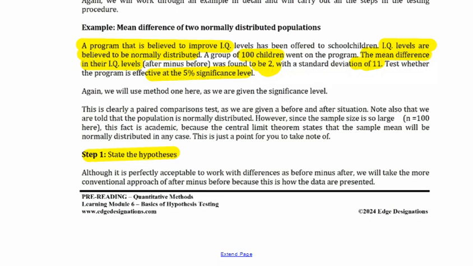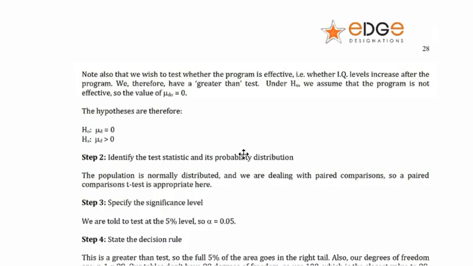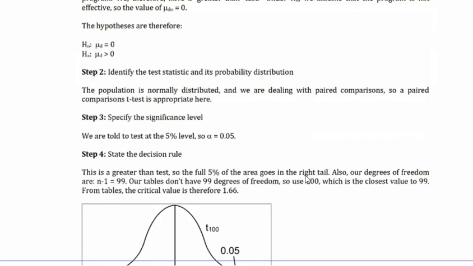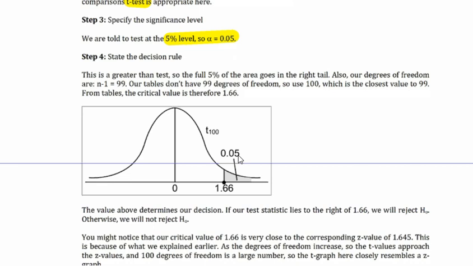State the hypothesis, and we've done that over there. I'm not going to spend much more time. The test statistic is normally distributed, but remember when I'm using paired comparisons, I'm trying to compare one to the other, we always use a t-test. T-tests have degrees of freedom. Level of significance we can specify over there at 5%. State my decision rule.